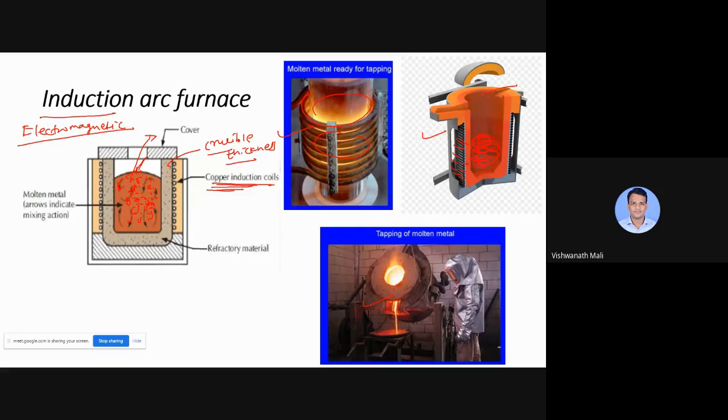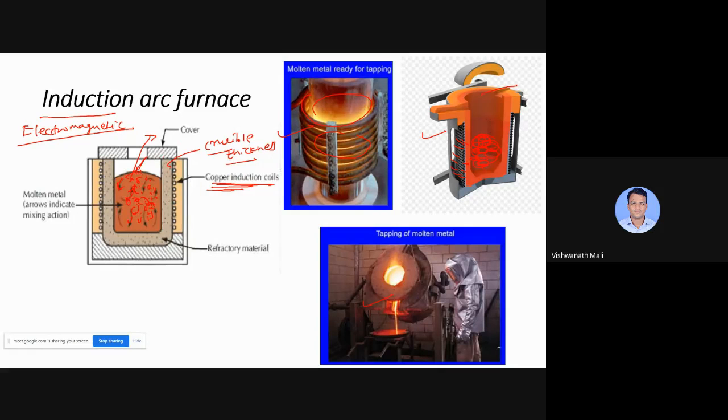We can take the example of a water heater. Due to the coils, it generates the heat, and that heat is used to heat the water. Same principle is applied here, to heat the molten metal. So that is the working of this.